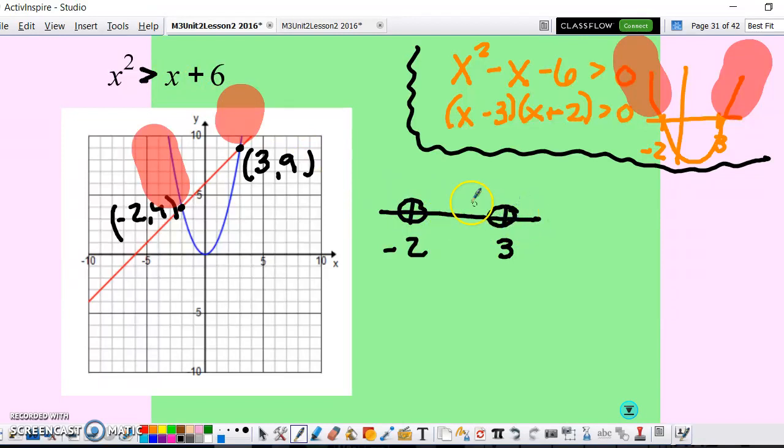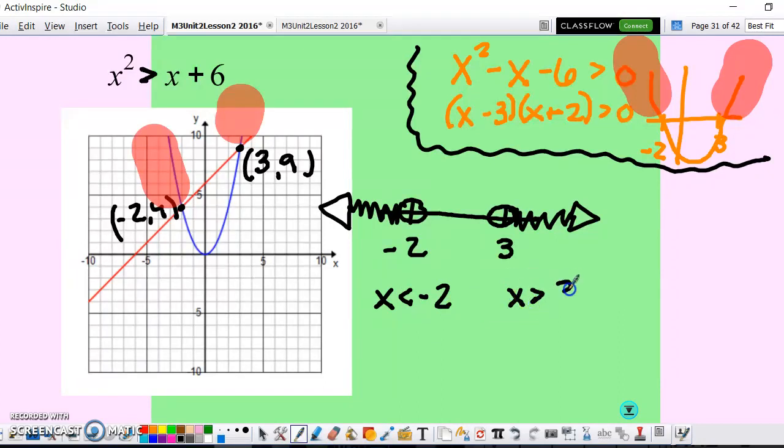And now, which way would I shade? If I were to squish this graph, that highlighted area would land on the outside of that 3 on the intersection. So I'm going to shade to the right of 3 and then to the left of negative 2. That's number line notation. If we were going to do this in inequality notation, x is less than negative 2 and x is greater than 3.